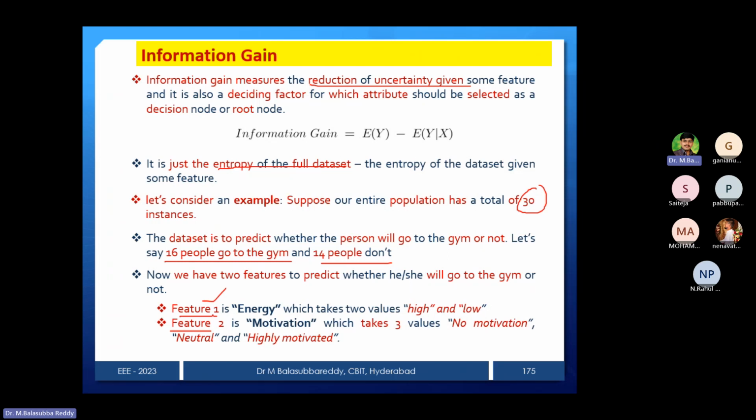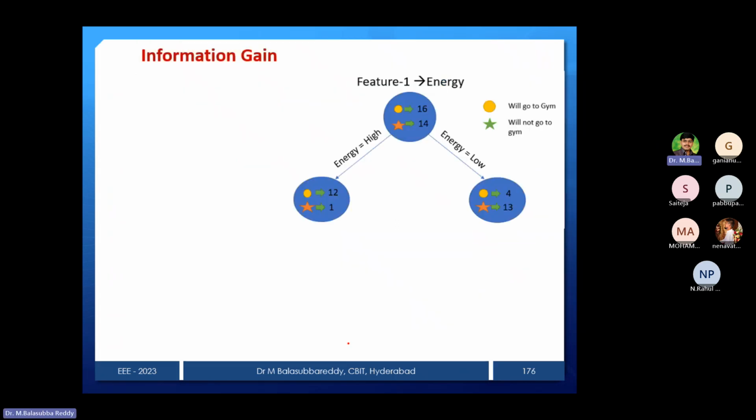Now feature 1 and feature 2 we are selecting. One feature is energy, the other feature is motivation. Energy takes two values: if energy is high, what to decide; if energy is low, what to decide. Similarly, motivation: if no motivation, what to do, or neutral, or high motivation. Based on these instances, we are able to identify the outcome. Now we can see the information gain.